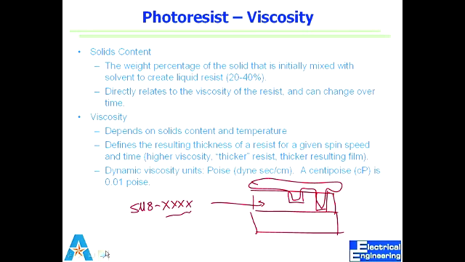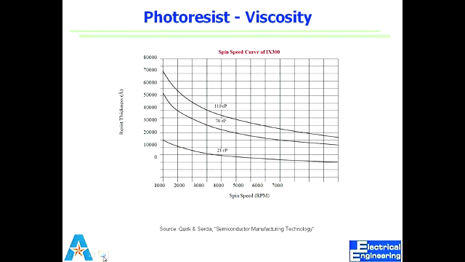So this defines the thickness at a given speed and a given time, and centipoise, poise is the viscosity unit. We'll see how changing viscosity changes the thickness that we get out of a resist, right? So if I make it less viscous, I spin it, I get a certain thickness out of it. If I make it less viscous, I can have more control over the thickness that I get out of it. Does it make sense?